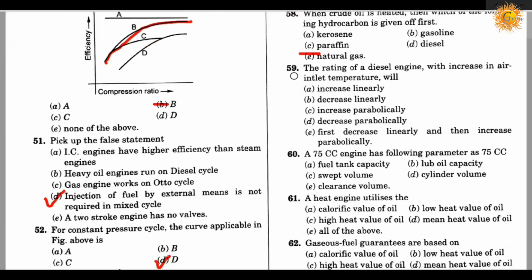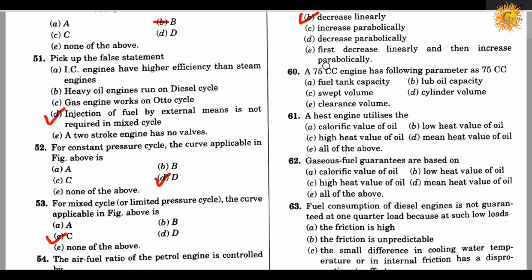Question number 59. The rating of diesel engine with increase in air inlet temperature will: option A, increase linearly, option B, decrease linearly, option C, increase parabolically, option D, decrease parabolically, option E, first decrease linearly and then increase parabolically. So the correct answer for 59 is B, decrease linearly.